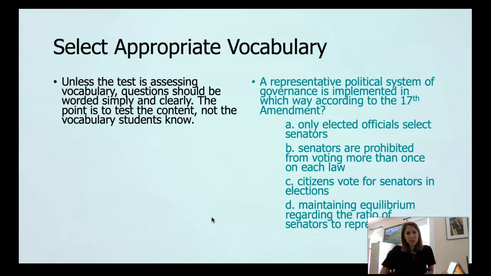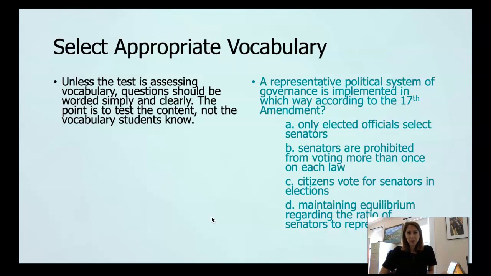Then you want to think about your vocabulary. You want to make sure that when you are writing your questions, you are using vocabulary that your students are going to understand, that is at their level. Of course, if your test is actually assessing students on their knowledge of vocabulary, then it's okay to include some complex vocabulary. But if you're really assessing your students on the content that they know and not the vocabulary necessarily, then you want to make sure that you're avoiding vocabulary that could potentially be difficult for your students.